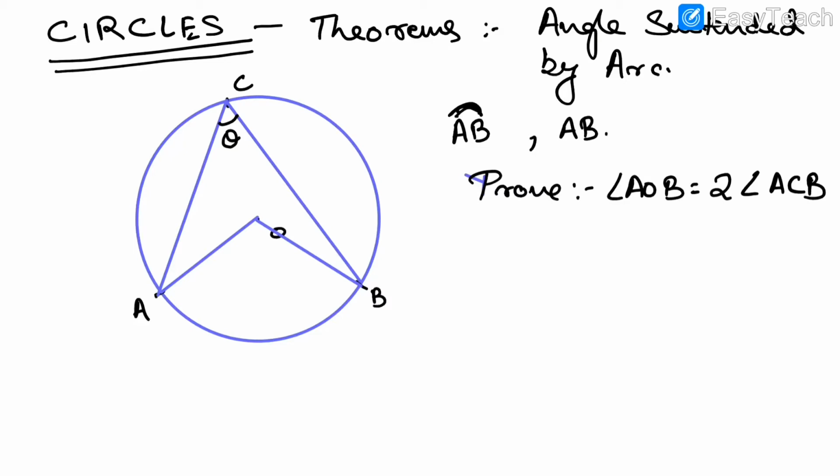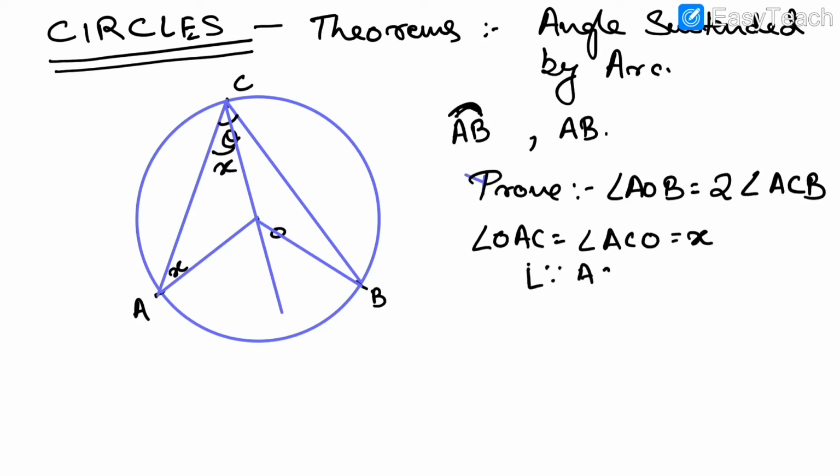So for that we have to draw one straight line and extend it. Let angle ACB be x. Therefore angle OAC is x, and angle ACO also is x. Angle OAC equals angle ACO, both are x, since AO equals OC equals R, the radius of the circle.